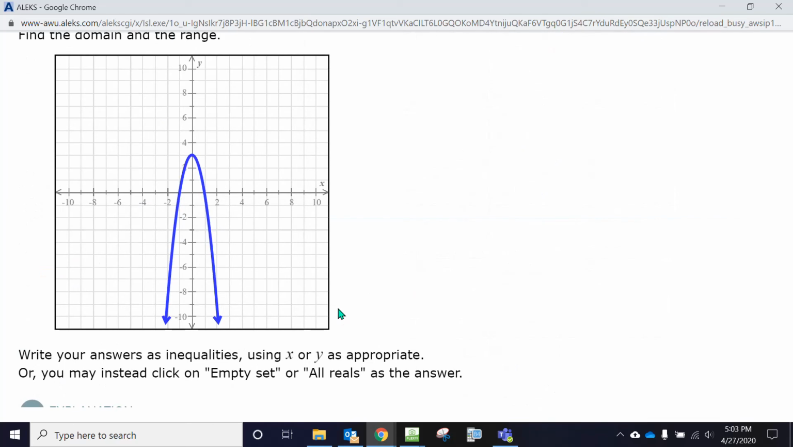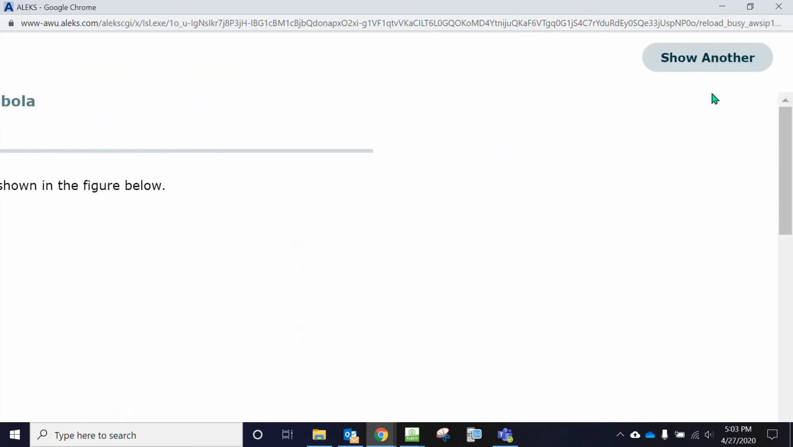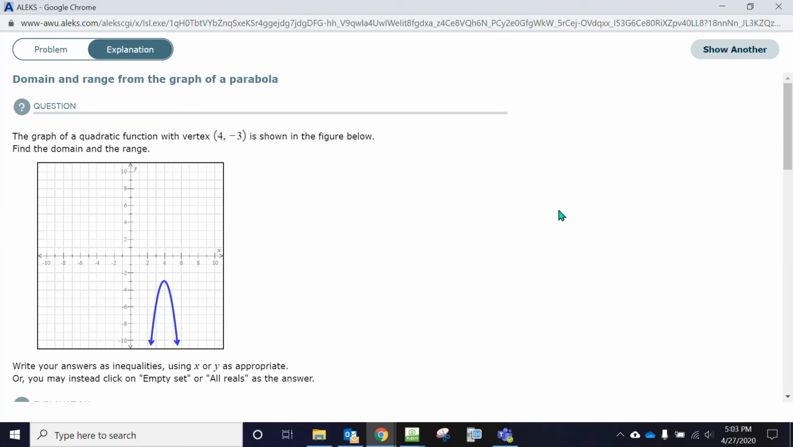Let's take a look at one more example just on Alex, because they give us nice graphs, better than looking at my drawings. All right. So here's a graph, the vertex is 4, negative 3, which is right there. Find the domain and range. Write your answers as inequalities using x or y as appropriate, or you may instead click on empty set or all reals as the answer.